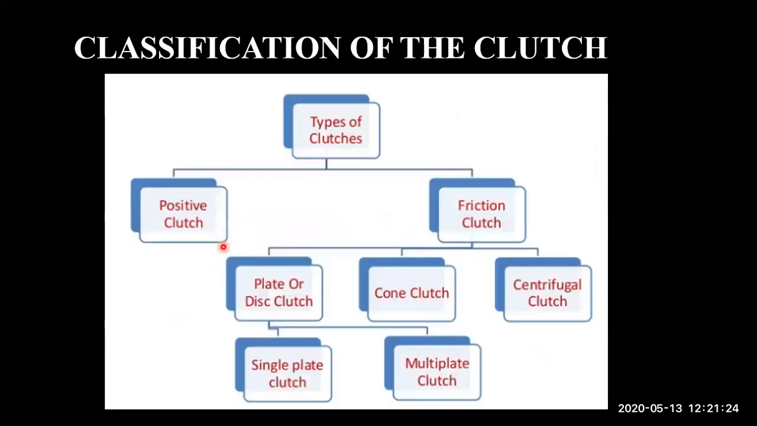This classification is a simpler version, and this is what you need to keep in mind. This version is more than enough for you at this stage. There are two main types of clutches. This is not based on engagement, it is just a type of material used, the overall physical appearance. So you have two types: one is the positive clutch, and the other is the friction clutch. The friction clutch is what we are going to design in this semester.